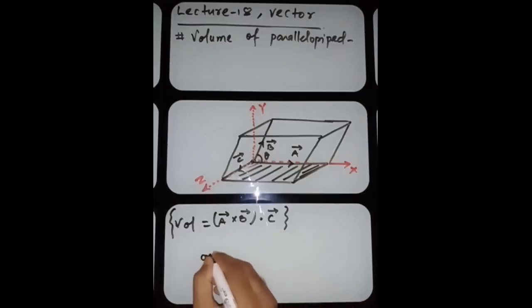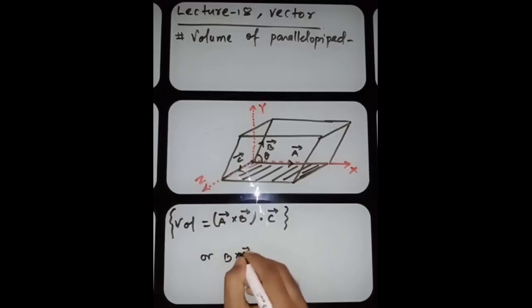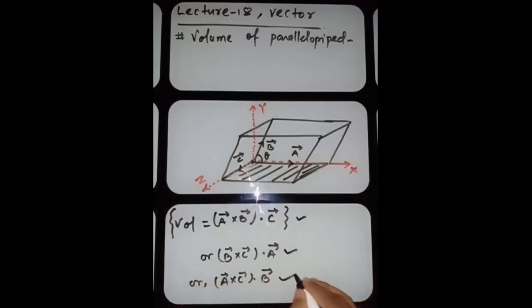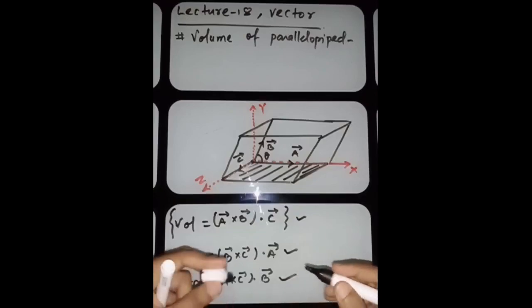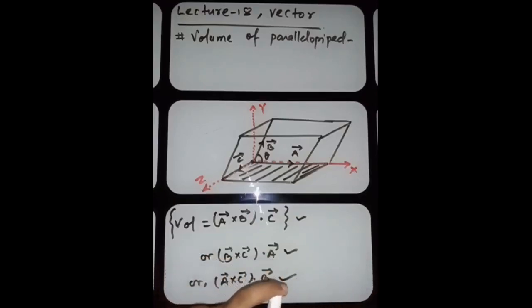Remember, you can also write B cross C dot A. You can also write A cross C dot B. By all the three formulas you will get the same answer. There will be no fluctuation in the answer, believe me. You will do this at your home. Now homework, let me rub this.